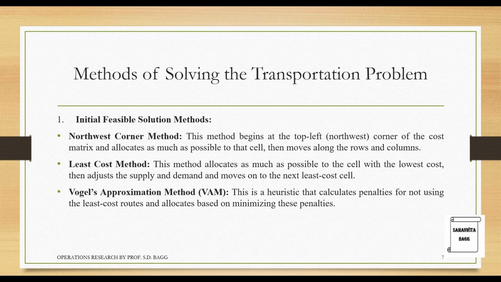Vogel's approximation method, that is called VAM. This is a heuristic that calculates penalties for not using the least cost routes and allocates based on minimizing these penalties. Now, how do we solve using them? I will show you when we go for numericals from the next session onwards.